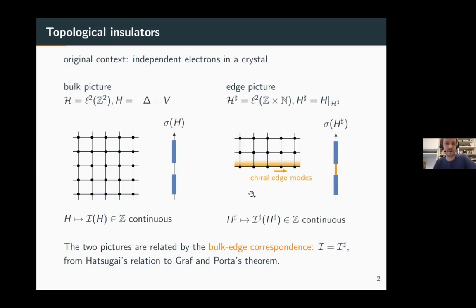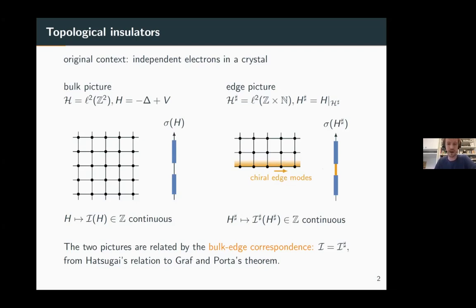And one key property of this theory is the so-called bulk edge correspondence, meaning that the two pictures are fully equivalent, in particular that the two indices coincide, okay? So this was first realized in the context of the quantum Hall effect by Hatsugai, and then for discrete electrons in a crystal, there is a theorem by Gian-Michele Graf and Marcello Porta.